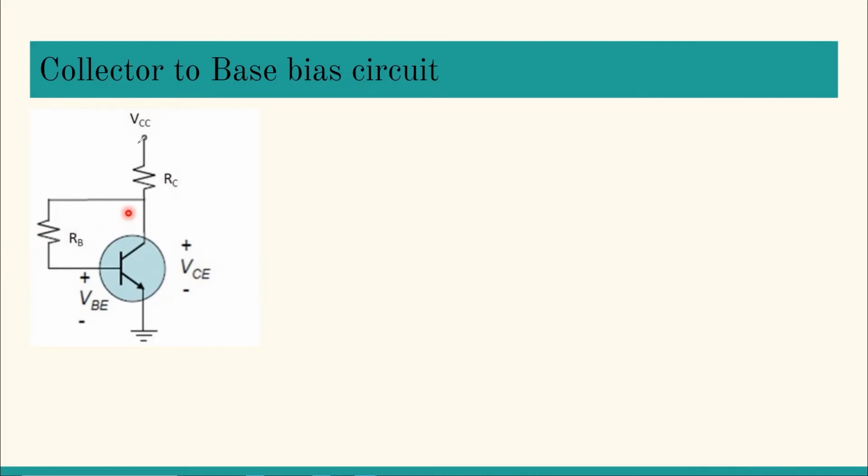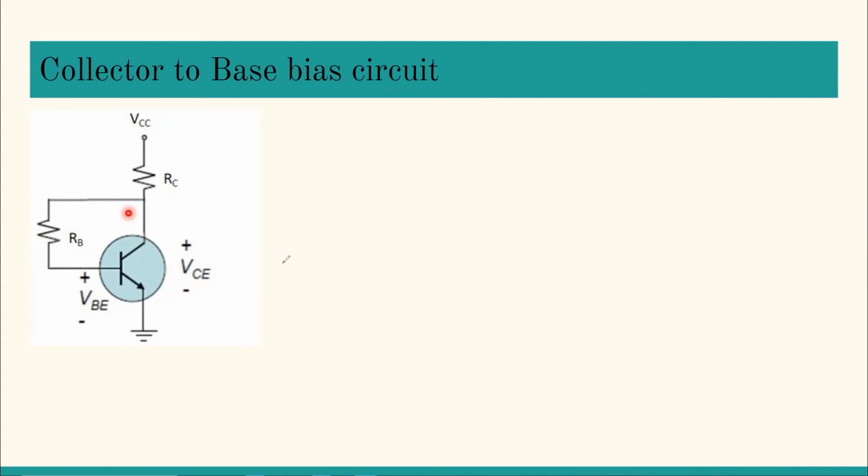Now in this type, the base resistor RB, like I said, is connected to the collector instead of connecting it to VCC. Is it connected to VCC? No, it's connected over here, right? That means to the collector of the transistor. Collector and base, it is connected between them. Fine, that is why it is known as the collector to base circuit.